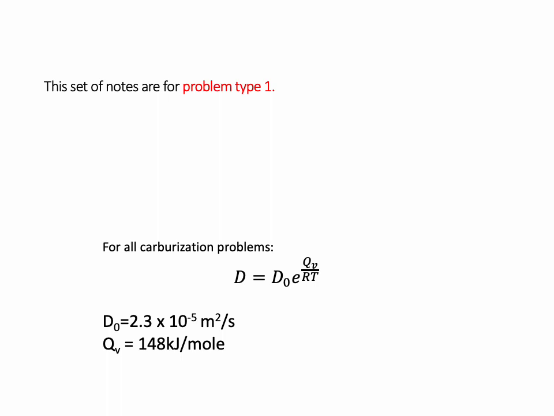For all of the carburization problems that we work, D sub 0 is 2.3 times 10 to the negative 5, and Q is 148 kilojoules per mole, which is 148,000 joules per mole.